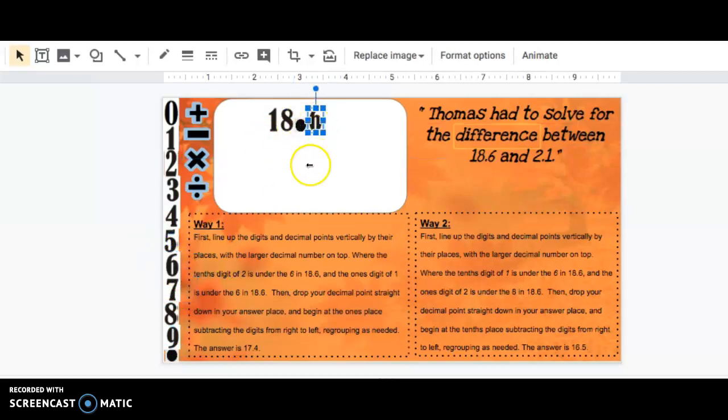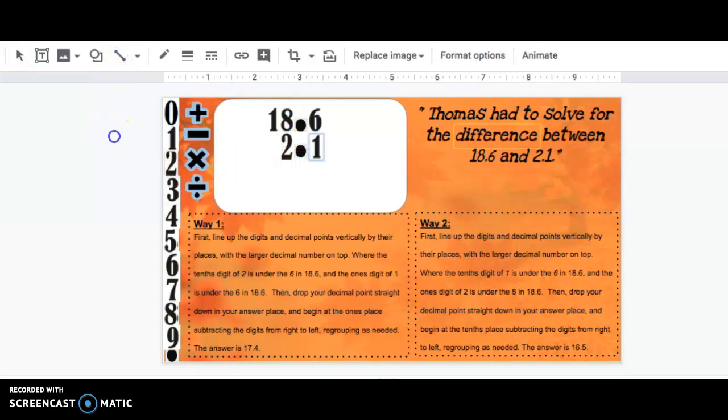Now that we have our 18, we want to make sure that we line up digits and our decimal point vertically. So underneath it, we're going to line them up. I'm going to start off by putting my decimal. We also want to make sure that our 2 is underneath our 8. And then in the tenths column, we have our 1 that is underneath the 6.